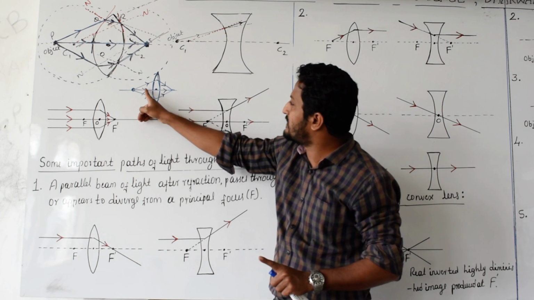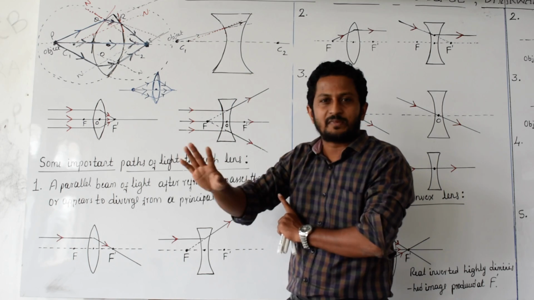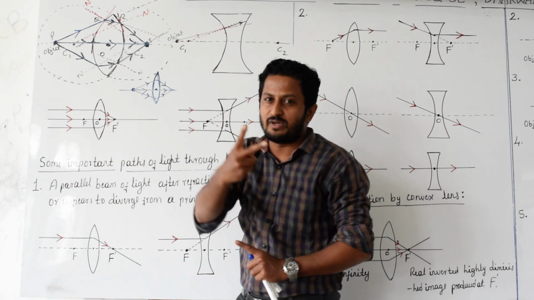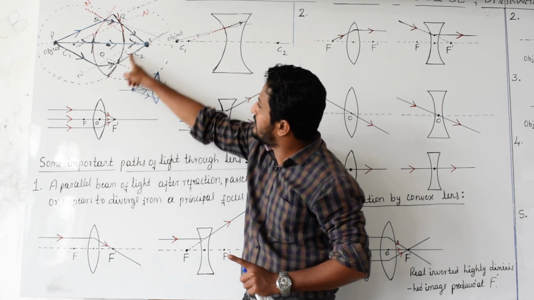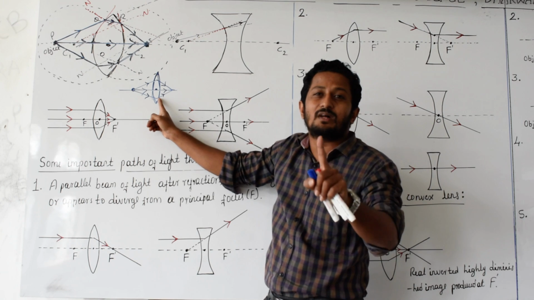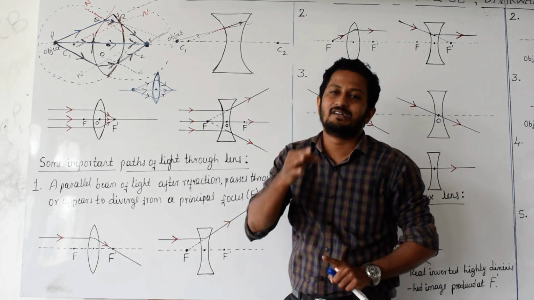Getting it? Yes, here also this middle one was moving straight without any deviation. This lower one suffered two refractions, but I have mentioned it here with only one refraction. That is what we have to take when we deal with a thin lens.